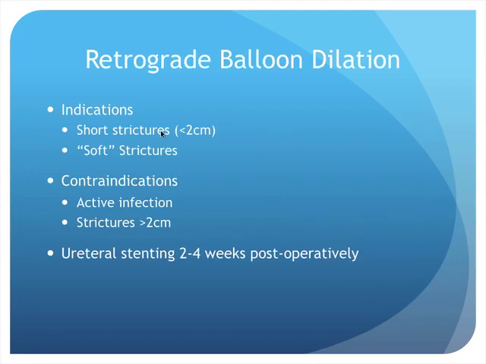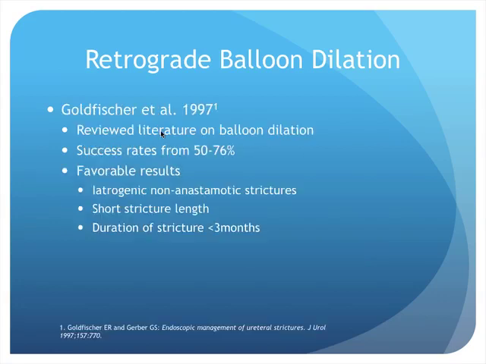So retrograde balloon dilation. Indications for this procedure include a short stricture or a soft stricture, and contraindications include active infection or a longer stricture. And typically patients are stented 2 to 4 weeks post-operatively. Balloon dilation initially was a procedure that required repeat balloon dilations, and it was not definitive, but with improvements in balloon technology like vascular angiographic balloons, it has shown some improvement.